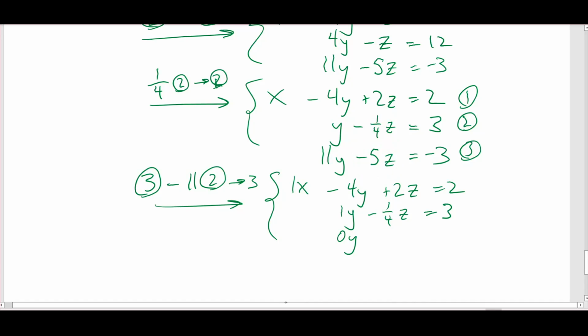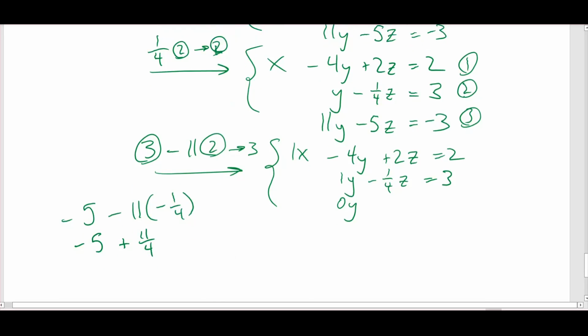We probably want to do a little bit of scratch work here. So we want to do minus 5 minus 11 times minus 1/4. So this is minus 5 plus 11/4. Well, we know that minus 5 would be 20/4, right? Plus 11/4. So this will be negative 9/4.